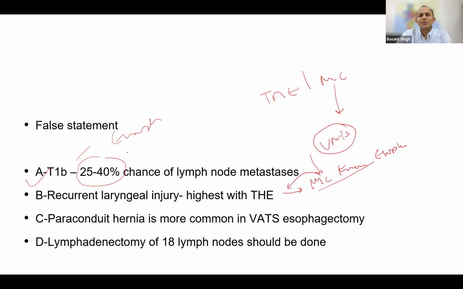Paraconduit hernia, they say it's more common in VAT esophagectomy. If you take the stomach up and open the hiatus, what they have seen is that in minimally invasive surgery there is less adhesion, so through this hiatus you can have a paraconduit hernia. This is an observational study. They have shown that it is more common with VAT esophagectomy, and this is the new recommendation. They're saying you have to harvest 18 lymph nodes. This is what is written in your new book in CA esophagus.